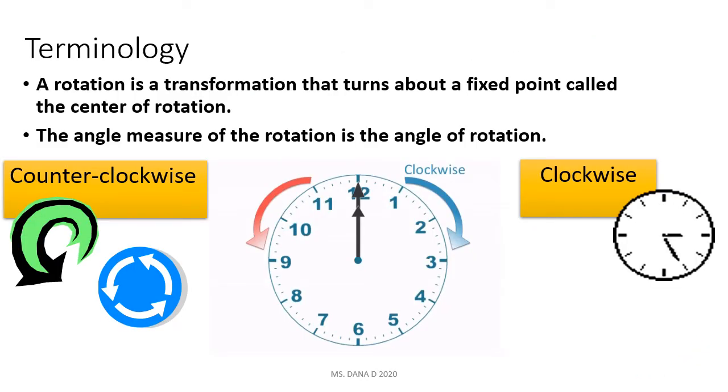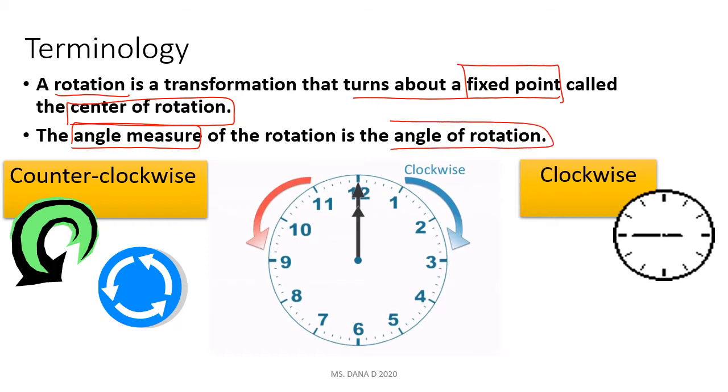Now let's go for some vocabulary words we are going to use during this lesson. Rotation, as a definition, means that it turns about a fixed point. That fixed point is called the center of rotation. Okay, and at that center of rotation I will have the angle measured, which is called the angle of rotation, which affects the change of the position of the pre-image. Here I need to mention something very important.